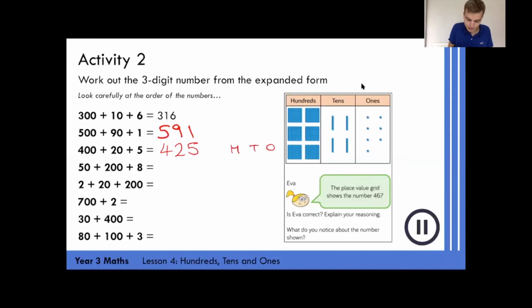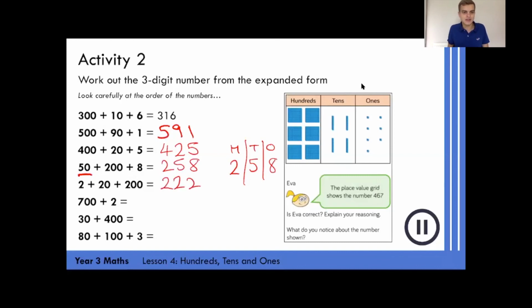Now, the next one I put in the wrong order, so I'm going to draw a place value grid over here. Hundreds, tens, ones. 50 is first. Now that's my tens, isn't it? So I'm going to put the digit 5 in here. 200, that's in my hundreds column. 8 ones. 258. Next one. Oh, I've done this one again. They're in the wrong order, aren't they? But I can see 2 hundreds, then 2 tens, and 2 ones.